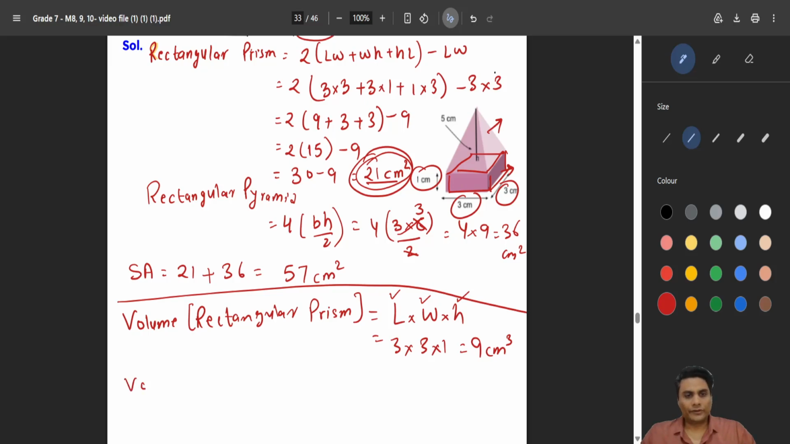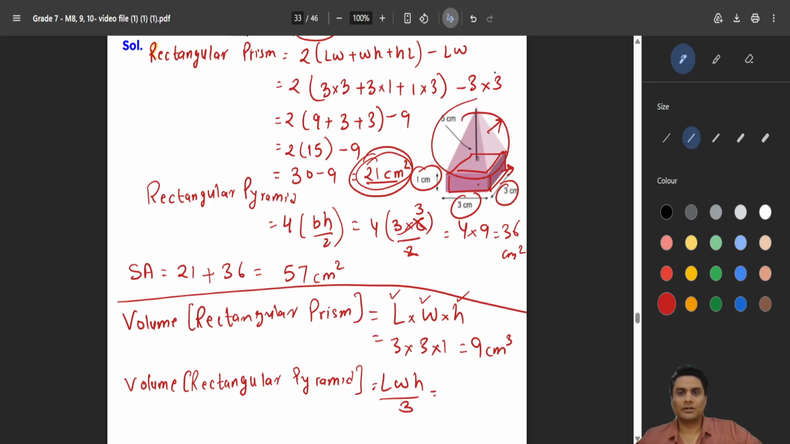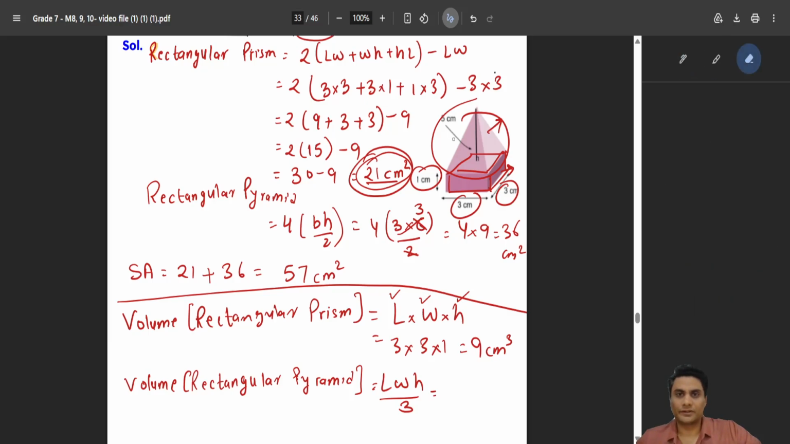Now the volume of the rectangular pyramid. What was the formula for the rectangular pyramid? You have to remember it. Length times width times height divided by 3. Please remember the formulas. So for this rectangular pyramid, let me erase some things.